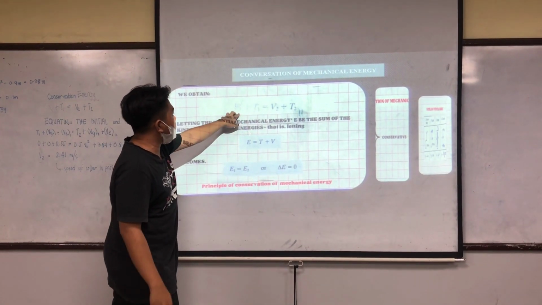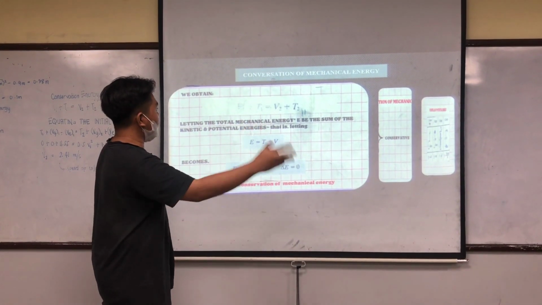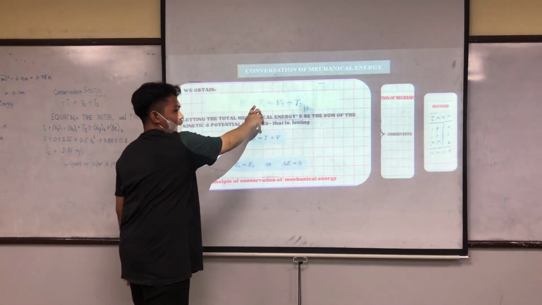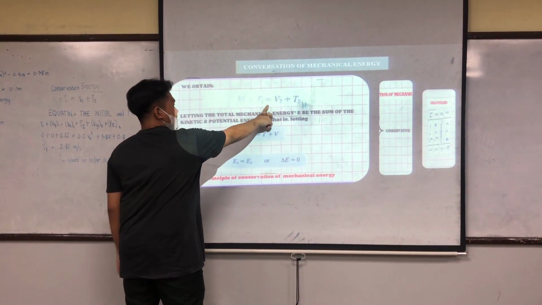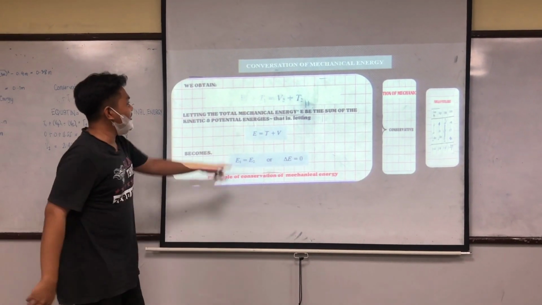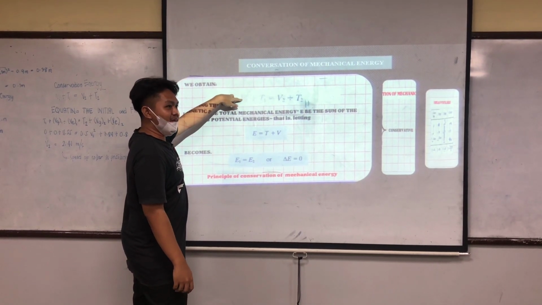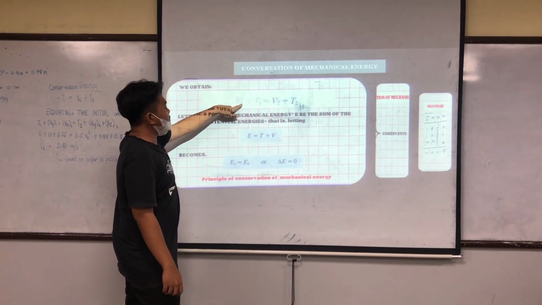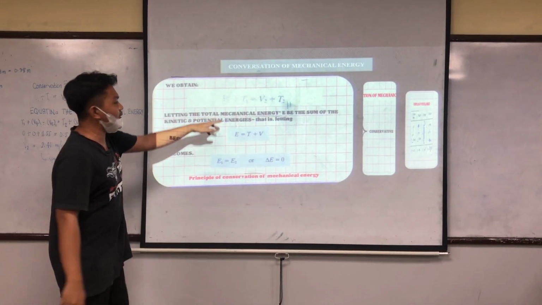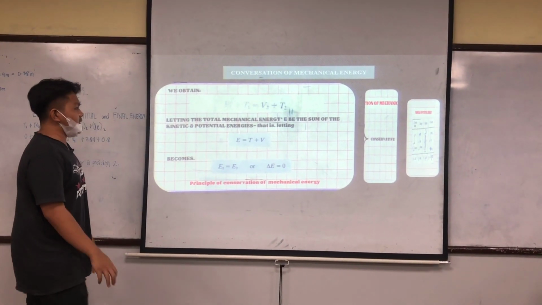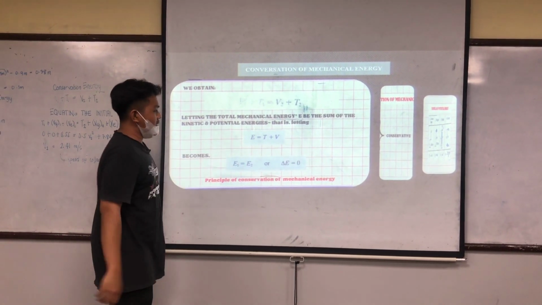In position 1, there is a formula of V1 plus T1, which equals V2 plus T2, for position 2. The purpose of the equals sign is that if one part of the equation goes up, the other side must also go up, meaning they are directly proportional. So the general formula for the mechanical energy is E equals T plus V.